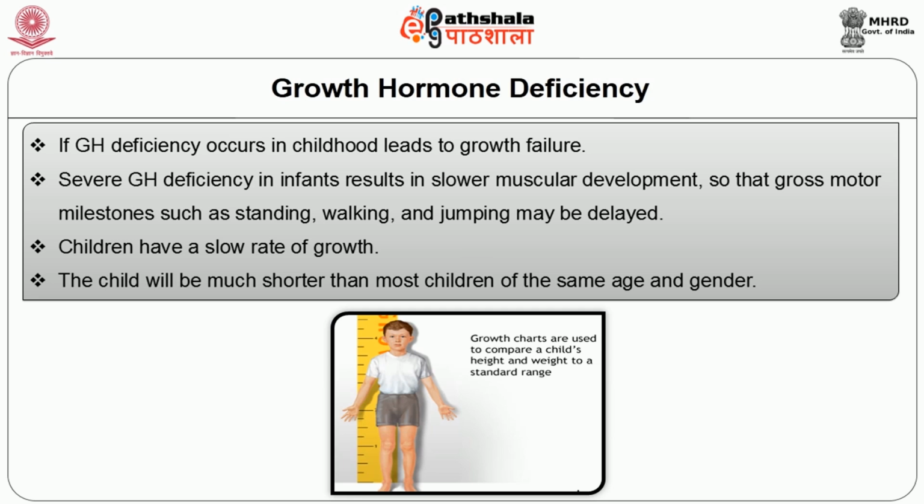Severe growth hormone deficiency in infants, that is less than 1 year, results in slower muscle development, so gross motor milestones such as standing, walking and jumping may be delayed. Children have a slow rate of growth. Children will be much shorter than most children of the same age and gender. So it should be compared with a growth chart. In the growth chart, height and weight within the standard range should be maintained. If it is not maintained, it is called small stature.